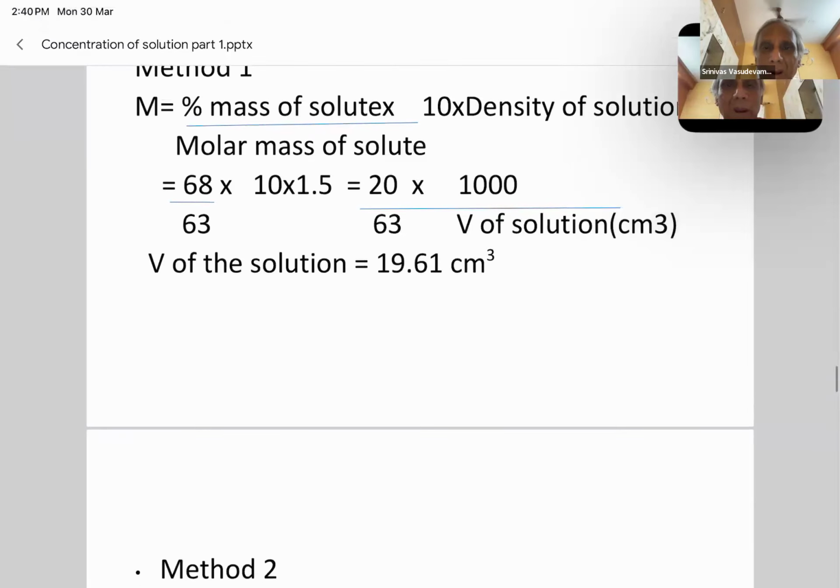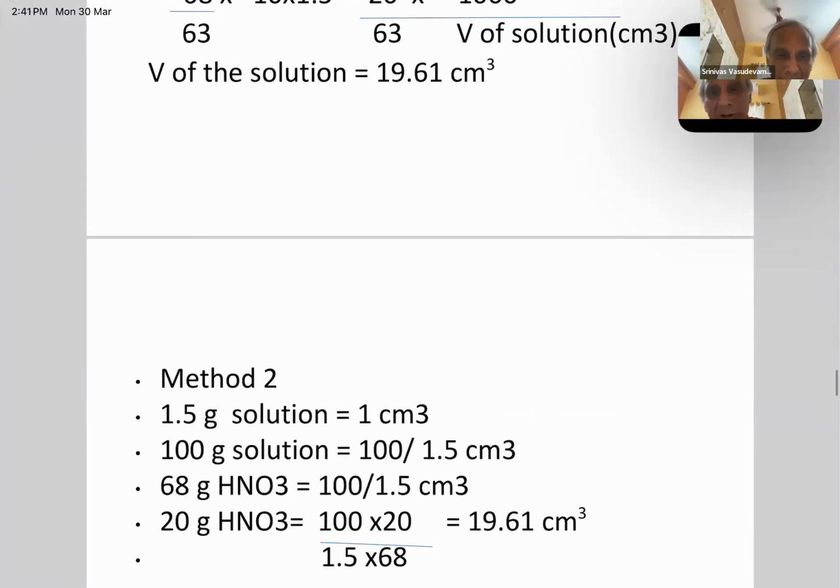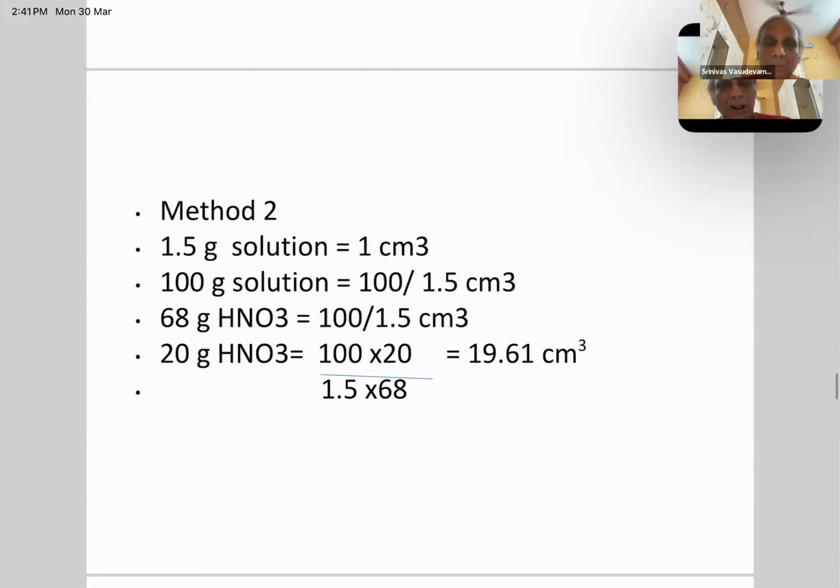Percentage mass by molecular mass into 10 into density: 68 by 63 into 10 into 1.5. That is in terms of percentage mass. Then in terms of mass by molecular mass into 1000 by volume, that is 20 by 63 into 1000 by volume. So I can write 68 by 63 into 10 into 1.5 is equal to 20 by 63 into 1000 by volume of solution. By using this equation, I can find out the volume of solution is equal to 19.61 centimeter cube.